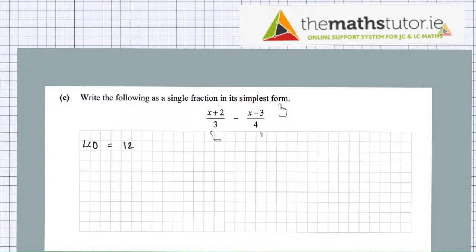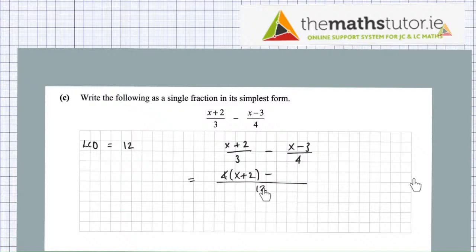Okay, so I'm just going to rewrite the equation. So it's x plus 2 over 3 minus x minus 3 over 4. So we need to get the LCD, or we've got it already, of 3 and 4, which is 12. So we're going to write this whole thing over 12. So 3 goes into 12 4 times, so it's going to be 4 by x plus 2 minus, and then 4 into 12 goes 3 times, and it's 3 by x minus 3.